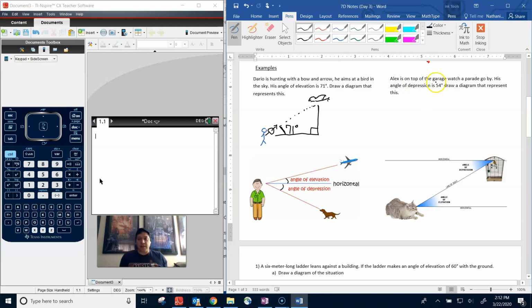Here's another one. Alex is on top of a garage when a parade goes by. His angle of depression is 54. So let's draw a garage. Here's its door.